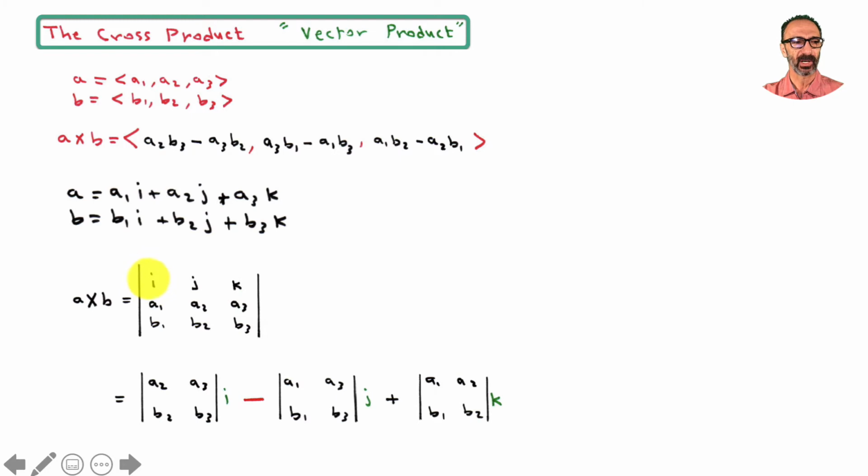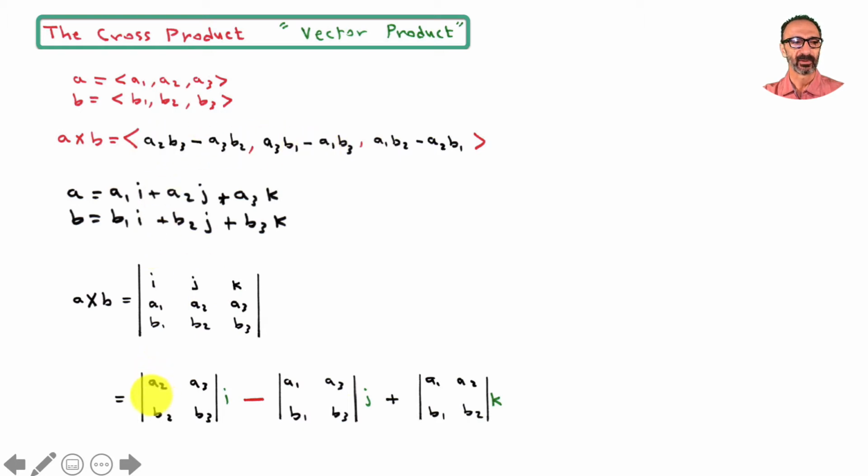I'm highlighting the minus sign right here, so just be careful. So to do the I part, you cover the first row and you cover the first column, and you go A2, B3 minus B2, A3, or the determinant of these 4 elements, minus, you cover the J column, the second column and the first row, you get A1, B1, and you get A3, B3 on the second one, and so on. So if you do the multiplication, this is exactly what you have.